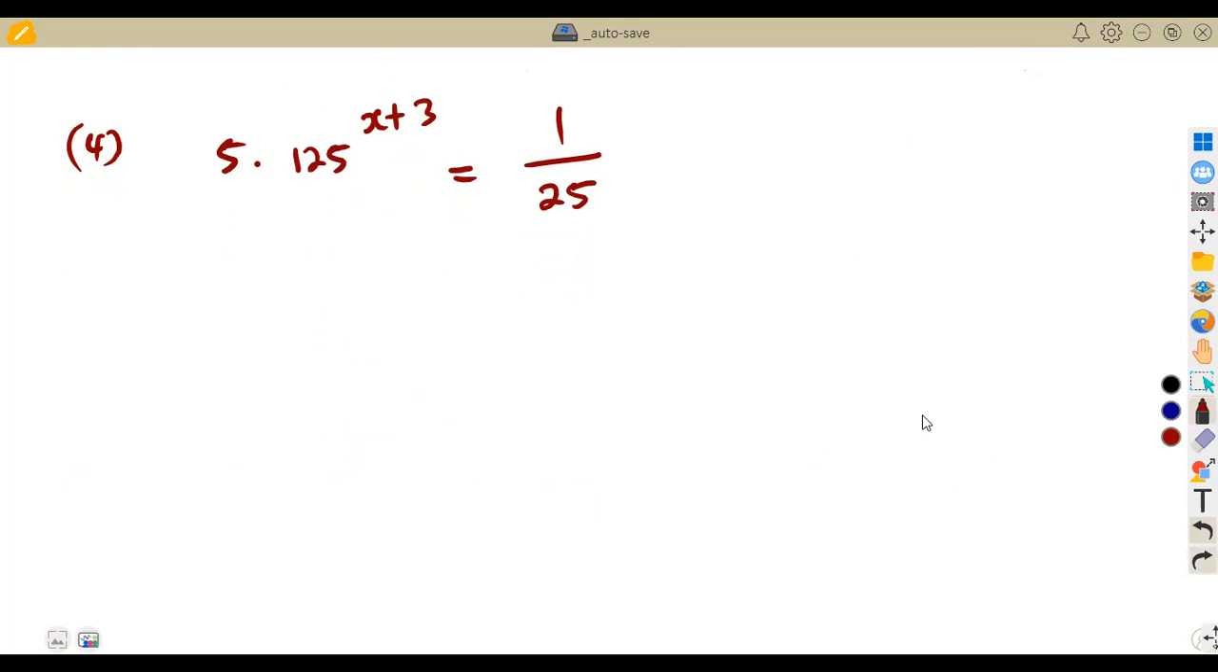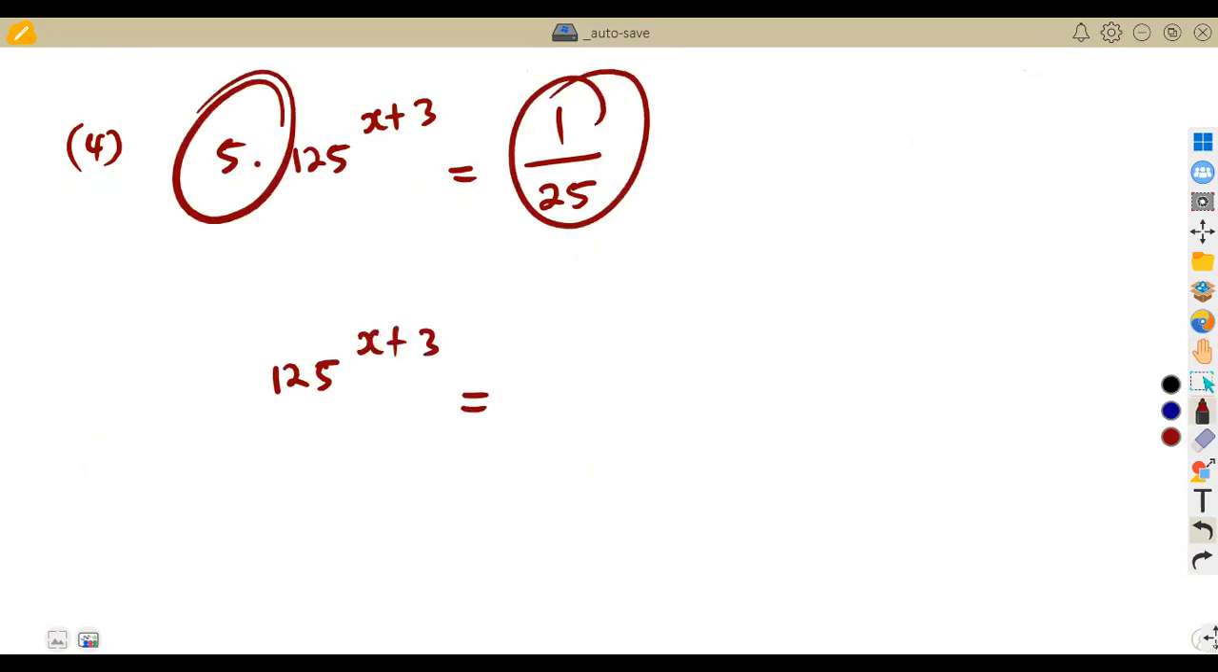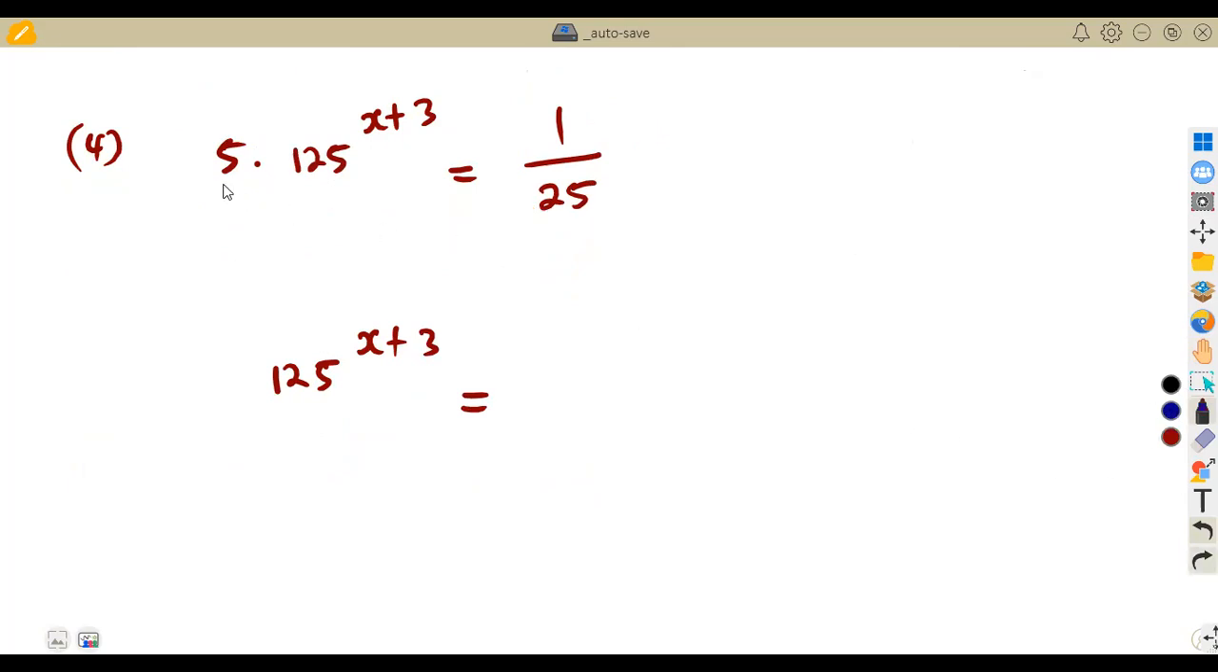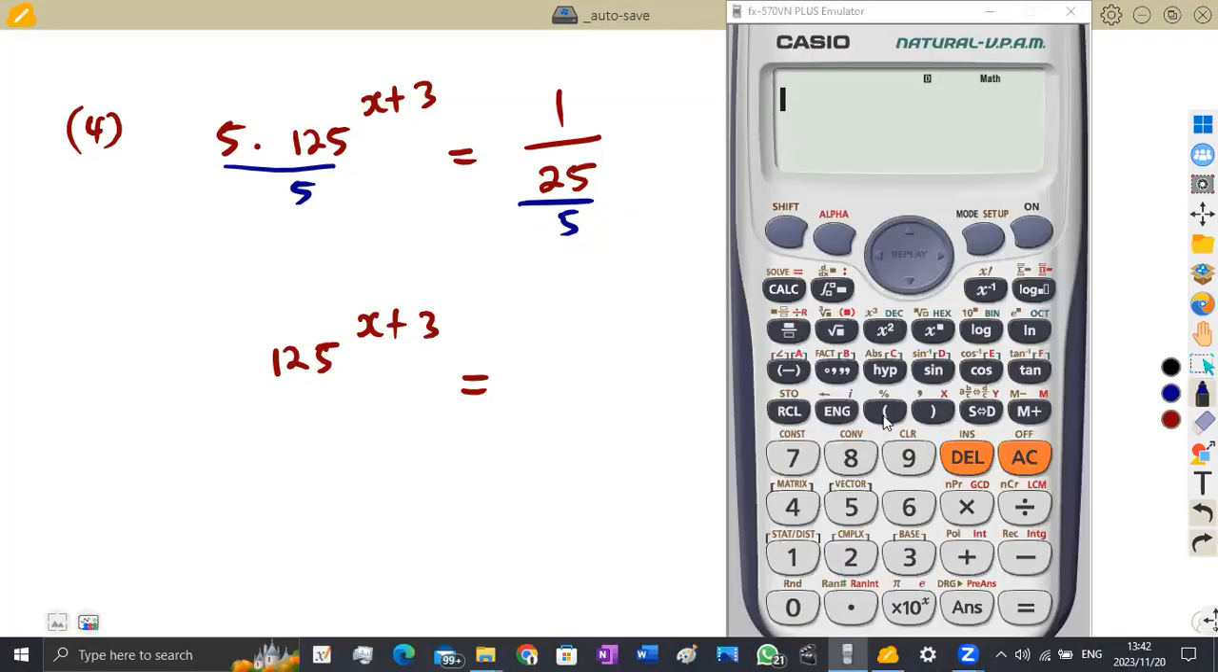So let's divide. You're going to remain with 125 to the exponent of x plus 3, which is equal to... I'm going to take this and divide by 5, because I want to remove this. I'm going to divide by 5 both sides here. So that means this is a single part here, a single thing. Let us see on our calculator here. Just going to divide straightforward and see what we have. So that's 1 over 25. I'm just going to open a bracket like that, or just plug in your values, 1 over 25 over 5.